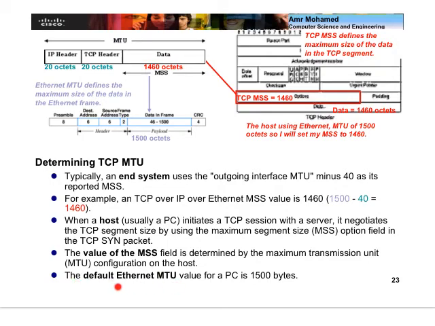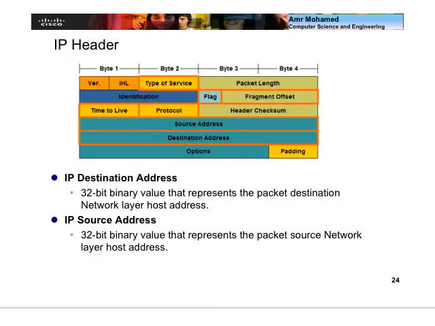So the default Ethernet maximum transmission unit is 1500 bytes. So the IP header, this is what it looks like. Of course we have the source address and the destination address. Each of them is 32 bits, similar to the port number. The destination IP address is 32 bits, but here we'll see that the format of the IP address structurally is different. It has certain characteristics which are totally different from the port number. The IP source address is also 32 bits.